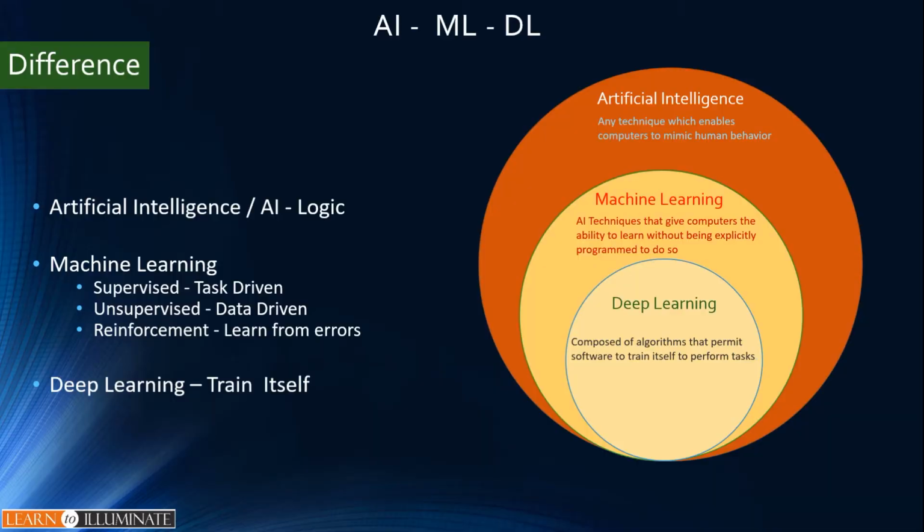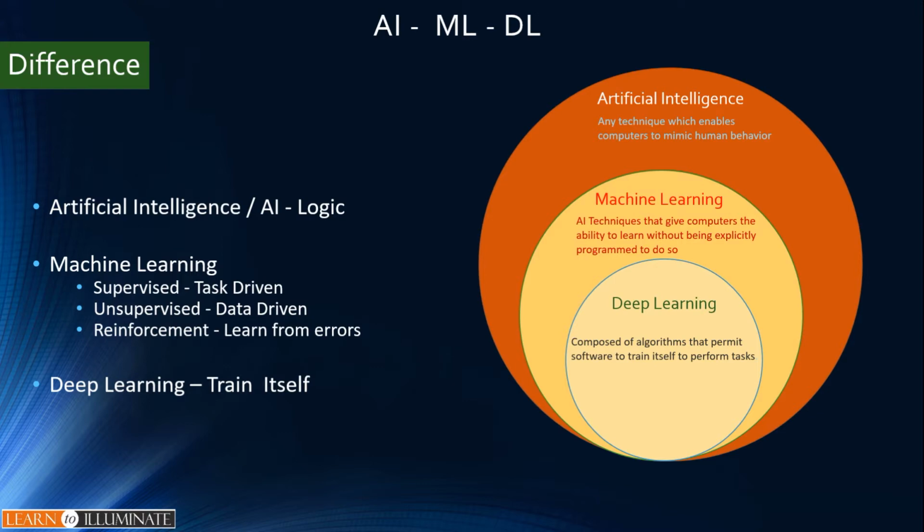Artificial intelligence or AI, machine learning, and deep learning are different techniques to analyze the data. The first one is artificial intelligence. AI uses logic, if-then rules, or decision trees. The second one is machine learning. These techniques enable machines to improve at a task with experience.